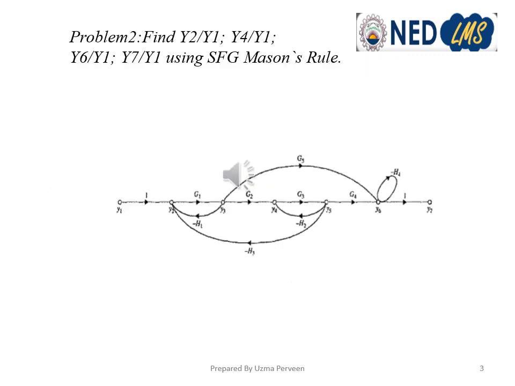Okay, now we'll see some other example. In this example, you are watching that we have 7 nodes: y1, y2, y3, y4, y5, y6 and y7. And the question is, find y2 upon y1, y4 upon y1, y6 upon y1, y7 upon y1 using Mason's rule.